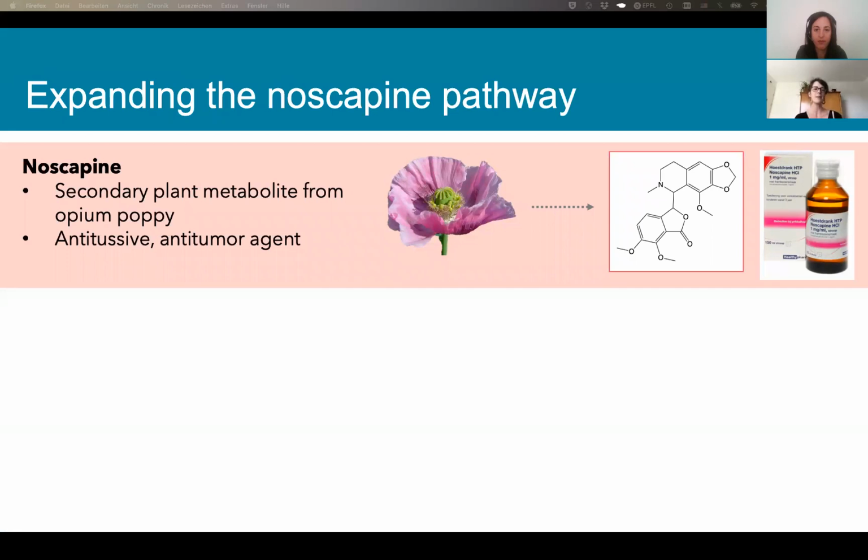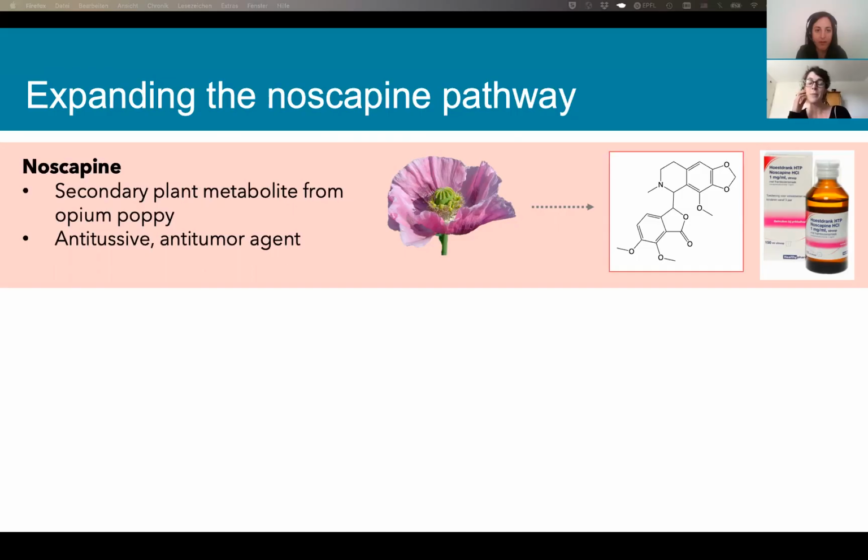Noscapine is a very interesting molecule. It's a secondary plant metabolite from opium poppy, and it is marketed as an antitussive, so cough suppressor, and there are also clinical trials for noscapine as an anti-tumor agent.